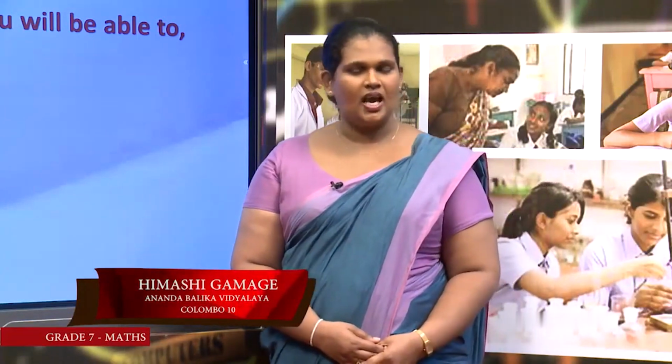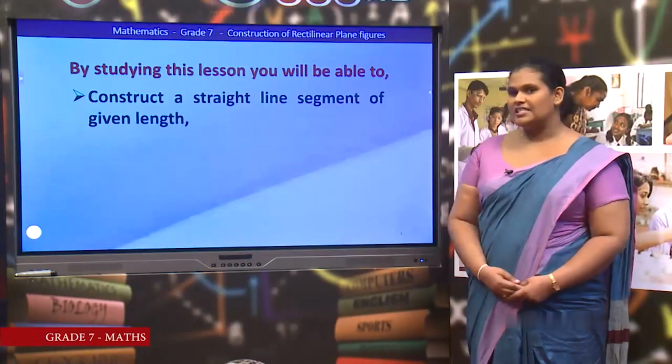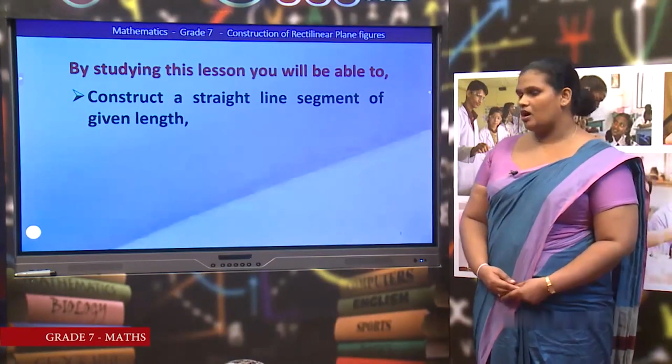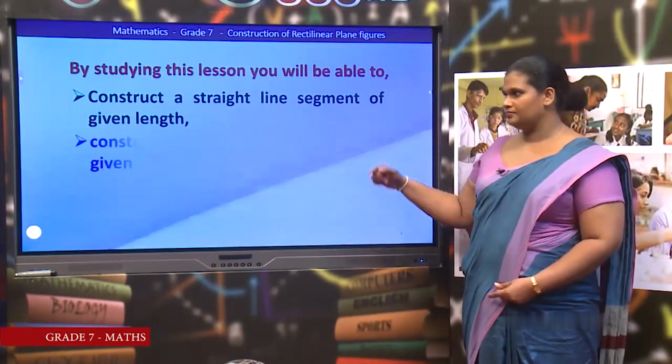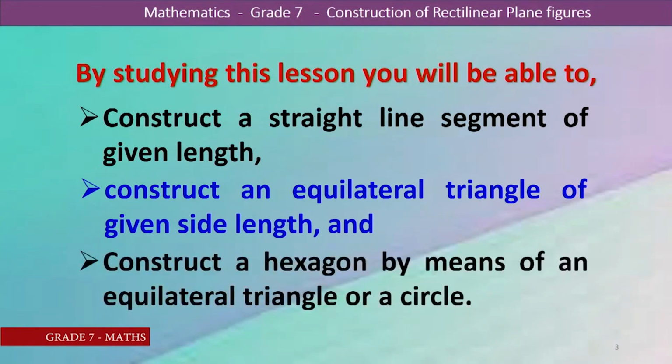Right. Before moving to the lesson, I thought of telling you what you are going to learn after studying this lesson. So, by studying this lesson, you would be able to construct a straight line segment of given length, construct an equilateral triangle of given side length, and construct a hexagon by means of an equilateral triangle and a circle.